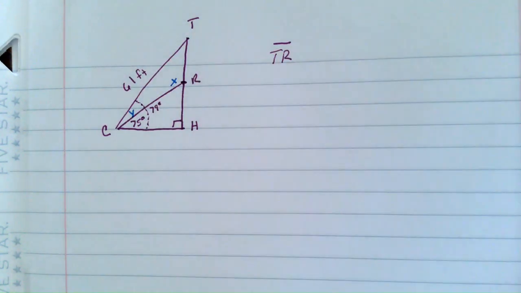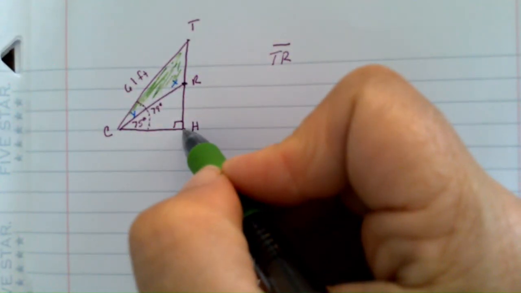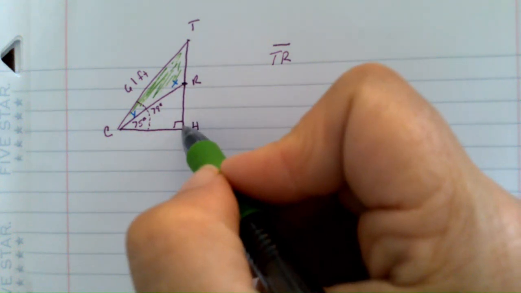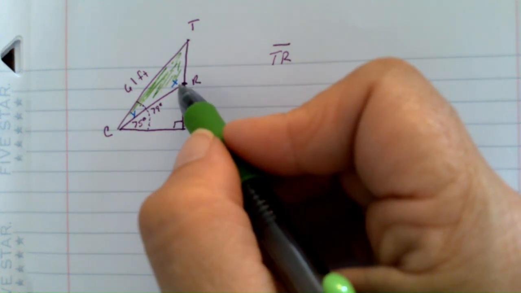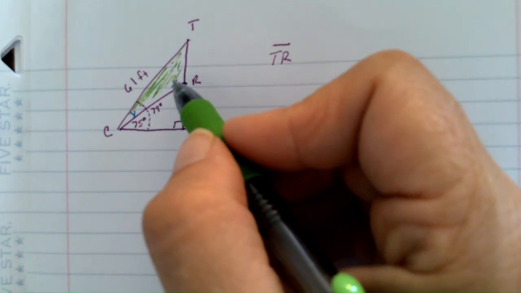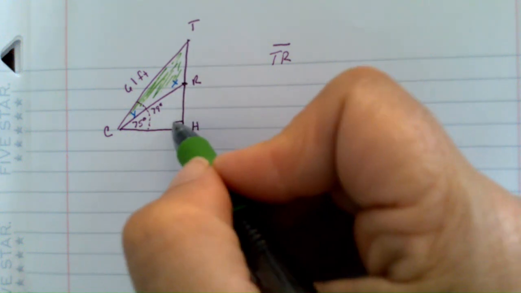But what I notice is that TR is a part of this triangle right up here, which is not a right triangle. So I can either find TH, and then I can find RH and subtract, or I can just find TR. And I would prefer to just find TR, but I have options. So if I'm going to use right triangles, I have to use all of TH, and then I have to use RH, because that would be my two right triangles, and I could compare them.